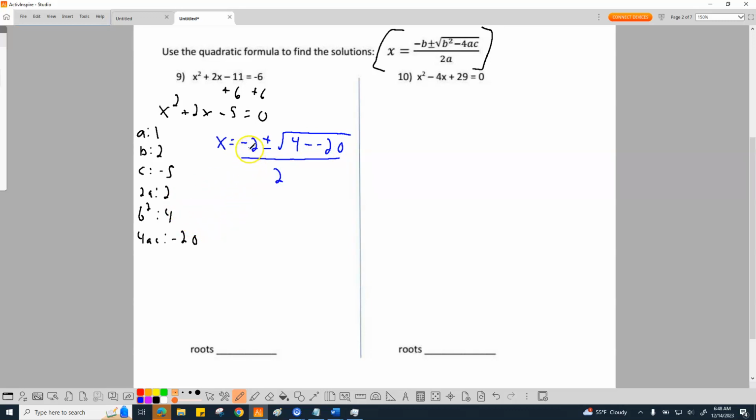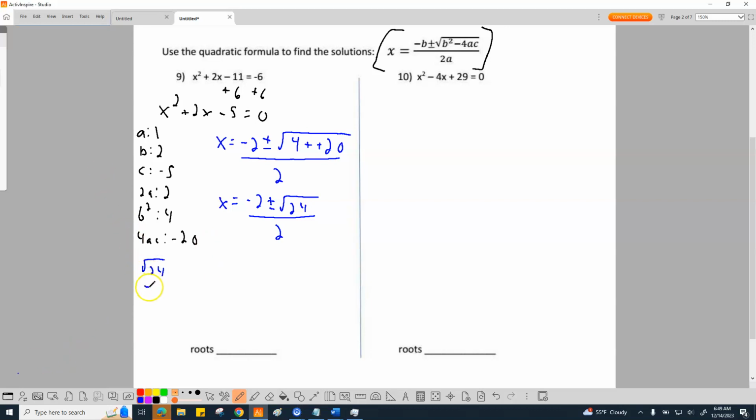All right, now we're going to clean it up. X equals negative 2 plus minus square root. 4 minus minus becomes a plus. So minus minus becomes a plus, and that's going to be 24 underneath the house over 2. Now it can break apart a little bit. So this square root of 24 can break apart right here. We have to simplify this radical down.